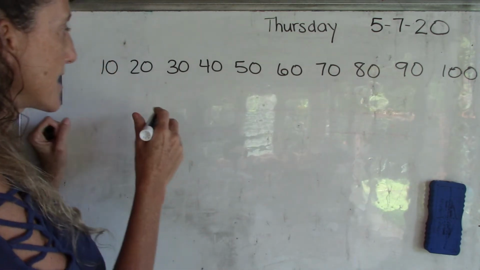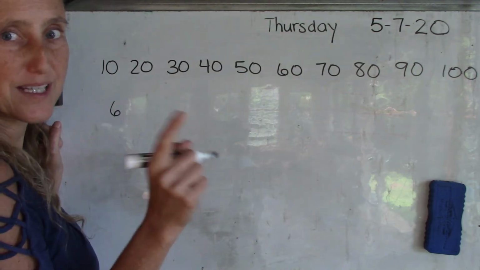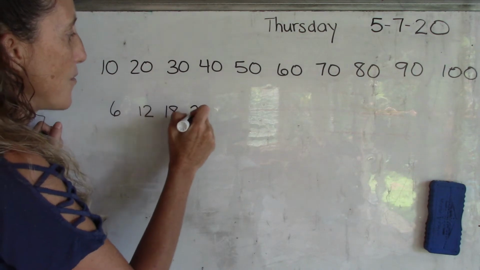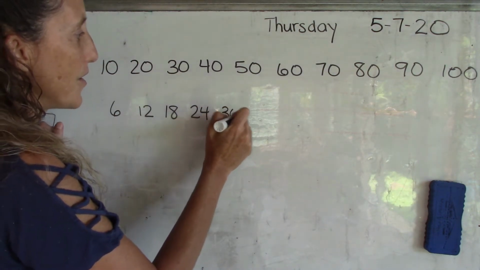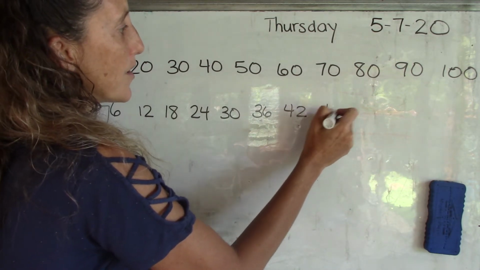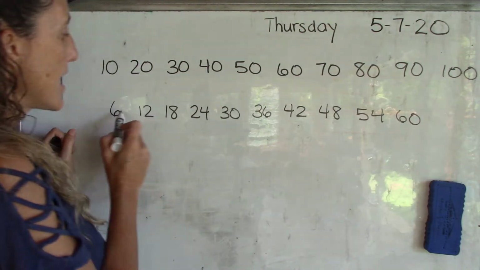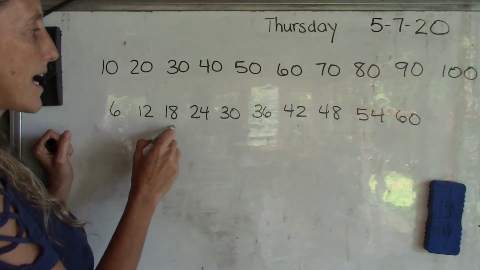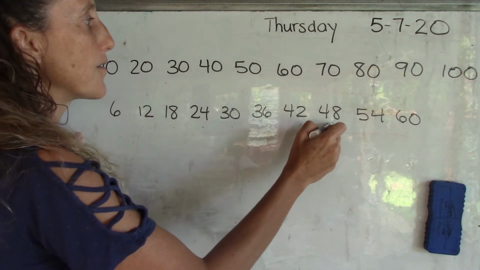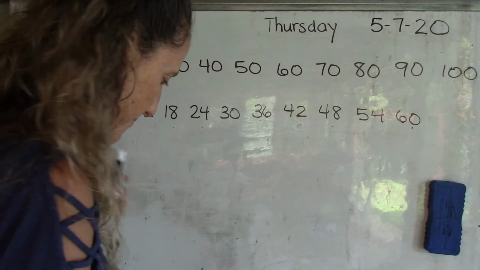Now, the second and third graders are doing their 6s. So let's do our 6s. Ready? You should know it by now. Let's see if you remember. 6, 12, 18, 24, 30, 36, 42, 48, 54, 60. One more time. 6, 12, 18, 24, 30, 36, 42, 48, 54, 60. Good job.